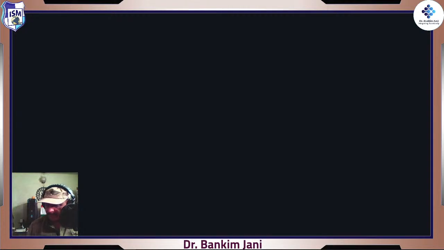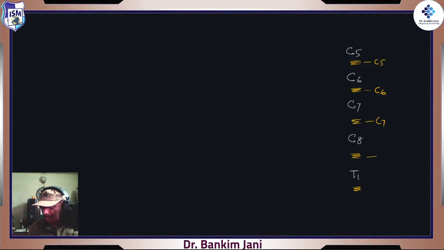So start drawing it like C5, C6, C7, C8, T1, right? In between, I'm just doing like this. These are vertebrae, right? These vertebra are like C5, C6, C7. No, it is not C8 because there are only 7 cervical vertebra, right? So this is T1, T2. That's the reason that there is a special name given to C8, right?